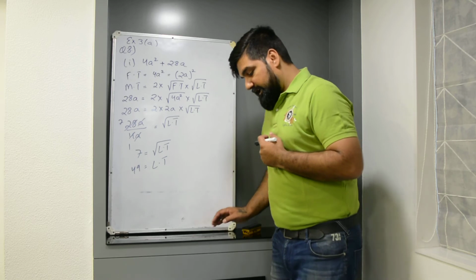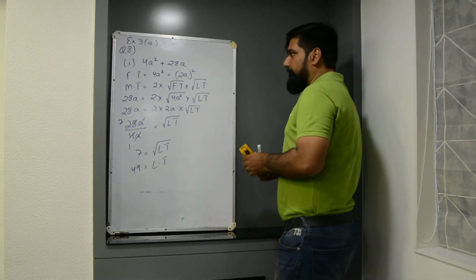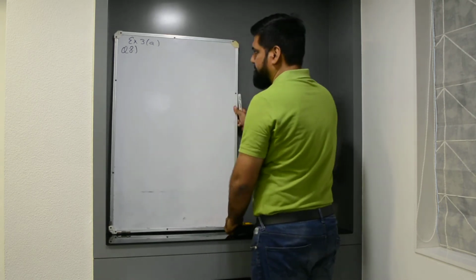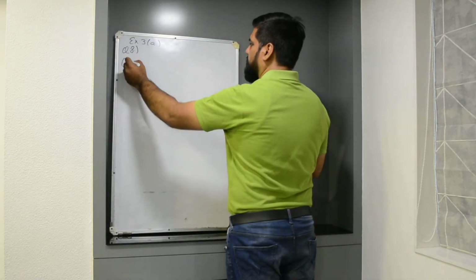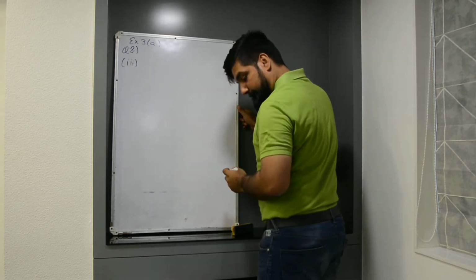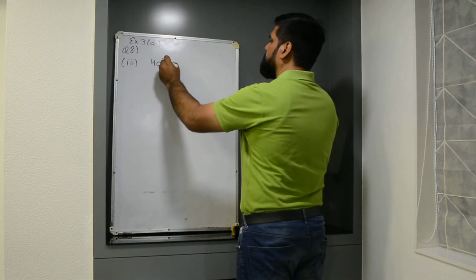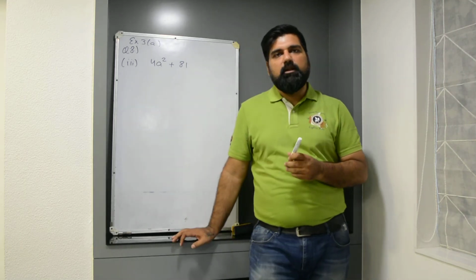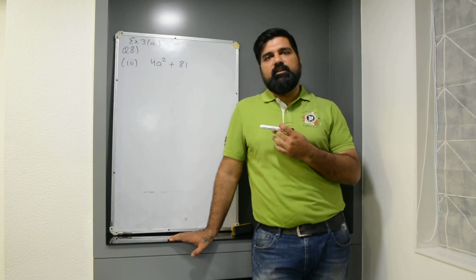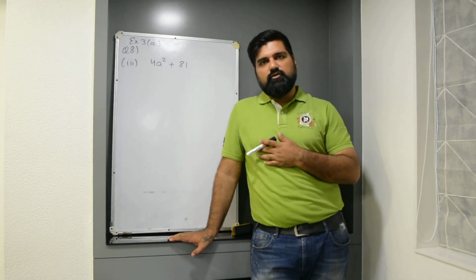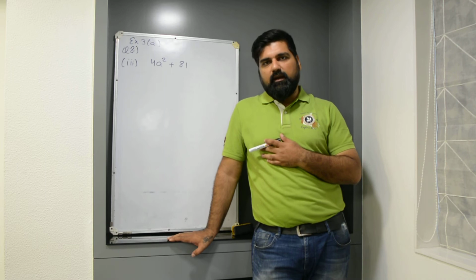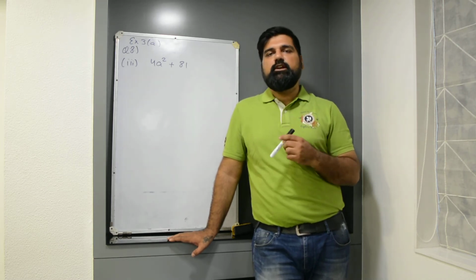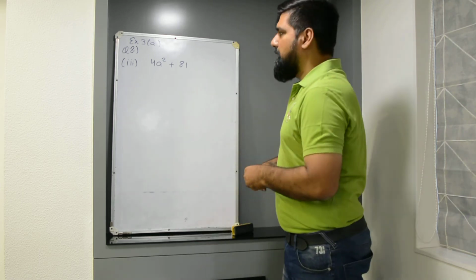One more question I would like to do. Like we have the third question: 4a square plus 81. Now, in this, if you see 4a square plus 81, both are perfect squares. 4a square is also a perfect square and 81 is also a perfect square. So that means the first term and last term are given to us. We need to find the middle term.